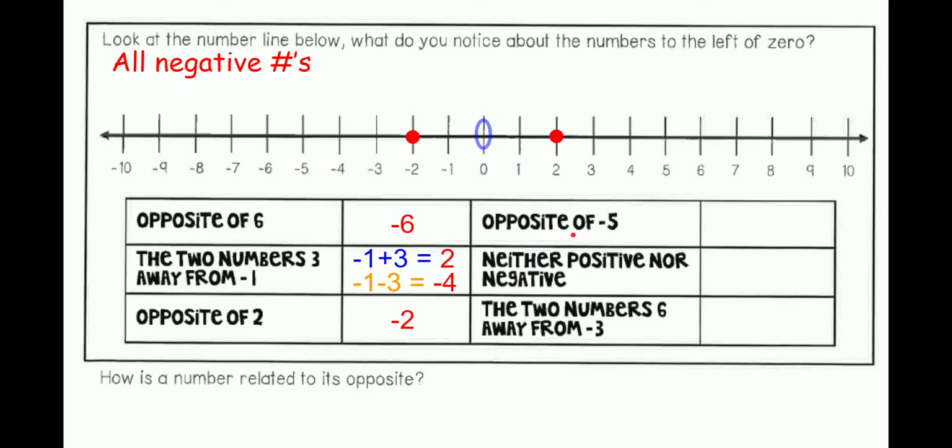What is the opposite of -5? Well, it is 5. We don't have to illustrate that. What's neither positive nor negative? 0. It's not positive or negative. Finally, the two numbers 6 away from -3.